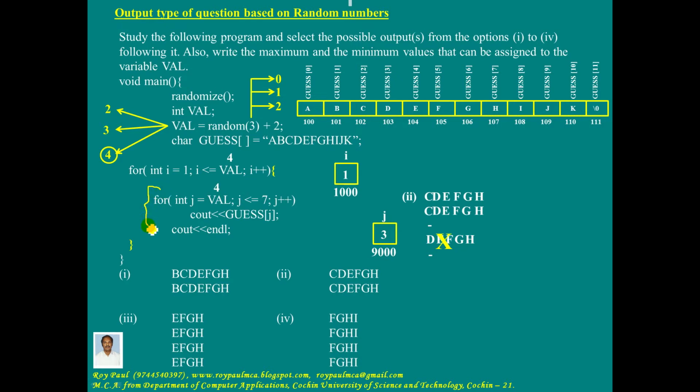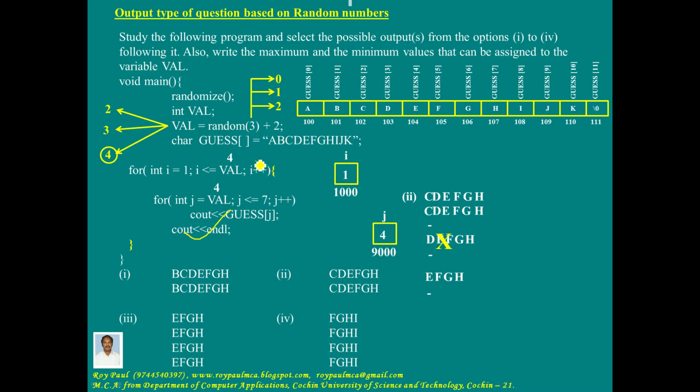No need to execute this because all the characters from index 4 to index 7 are displayed. Before that, let me make J 4. So here J becomes 4. Now, the meaning of this one, all the characters from index 4 to index 7 displayed. So this is index 4, E. This is index 7, H. So all the characters from E to H displayed. And because of endl, cursor goes to next line.